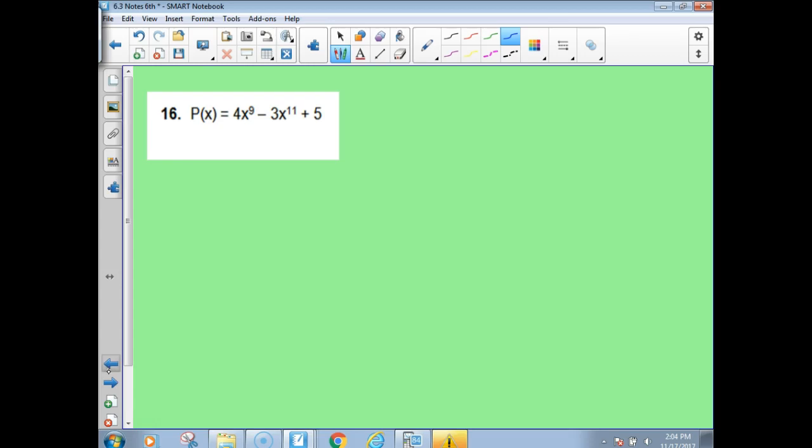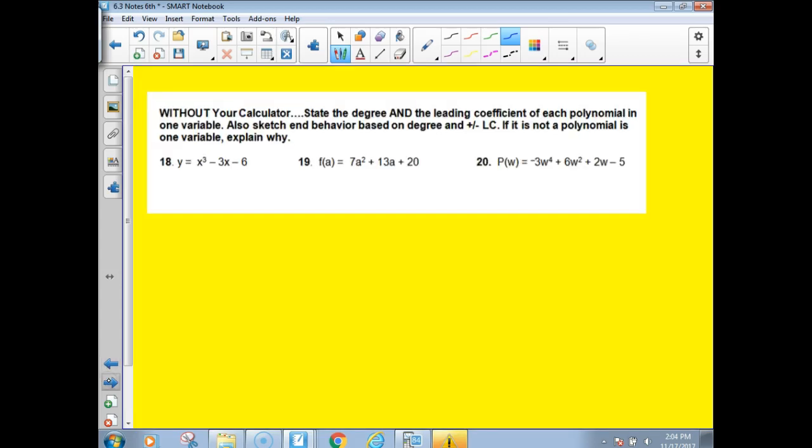Okay, and I don't know why, I guess I just did them all and that was a repeat. All right, now, without the calculator, let's think about it. State the degree and the leading coefficient of each polynomial. Sketch the end behavior based on the degree and the leading coefficient, whether it's positive or negative. If it's not a polynomial in one variable, explain why.